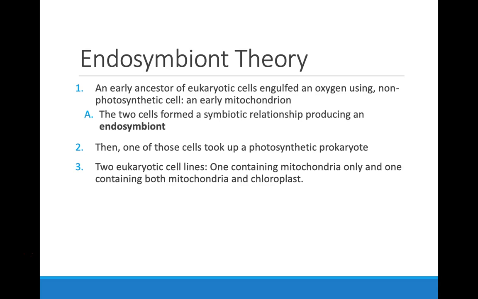So it is theorized that an ancestral eukaryotic cell first engulfed an oxygen-using bacterium, which became the mitochondria. After that, it sort of split off into two lines. One line continued on to our animal and fungi lineages, and the other one split off and engulfed a photosynthetic bacterium, which ultimately became the chloroplast.